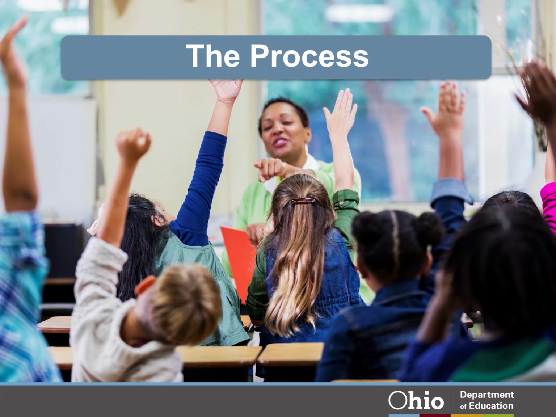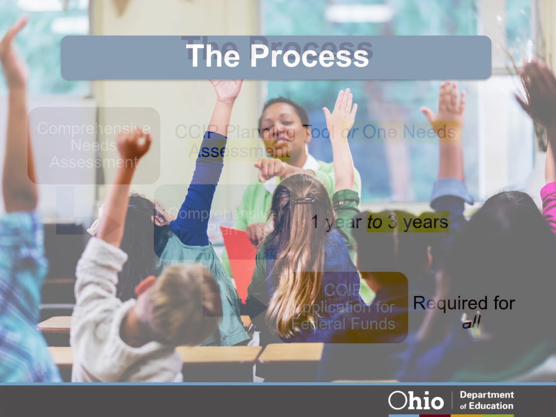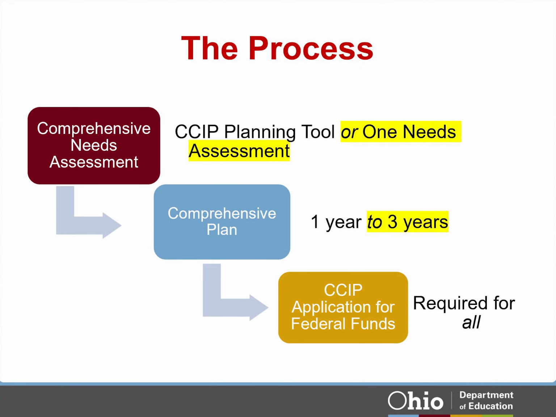Let's begin by discussing the process. The CCIP consolidated application process involves 3 components to meet compliance for receiving federal funds. The first step is the comprehensive needs assessment. All districts must complete a comprehensive needs assessment.